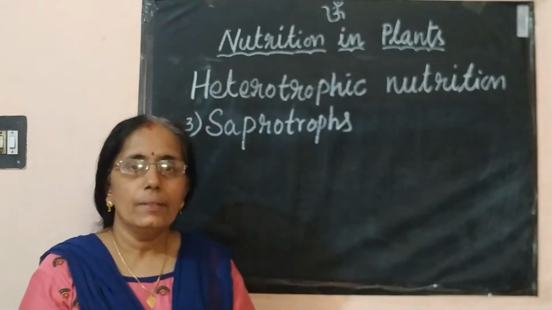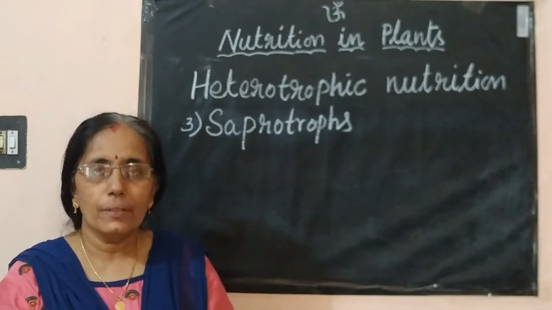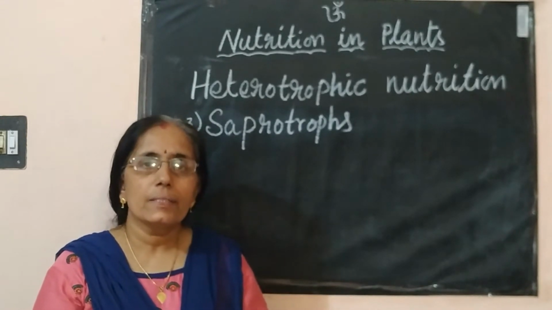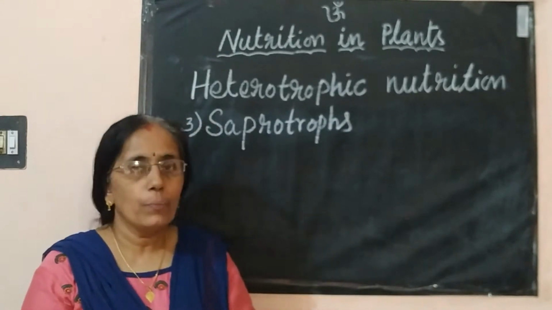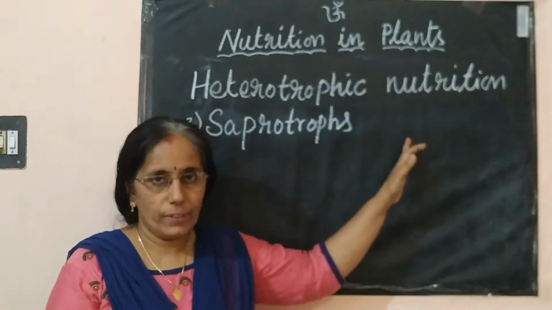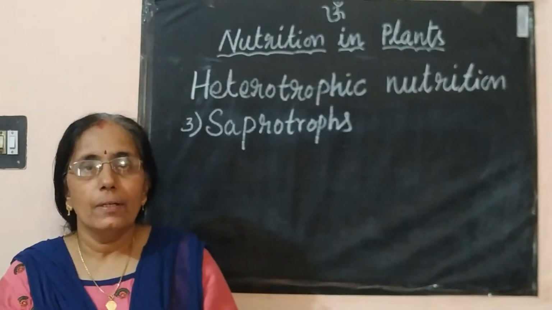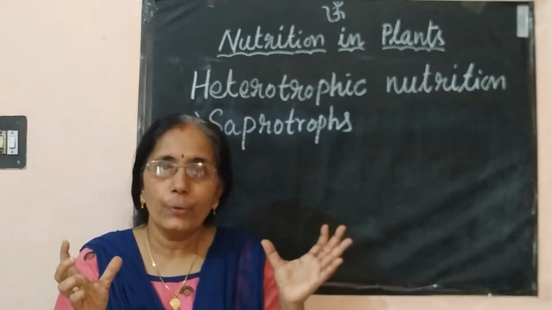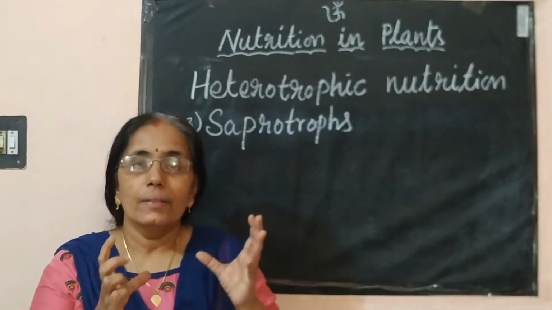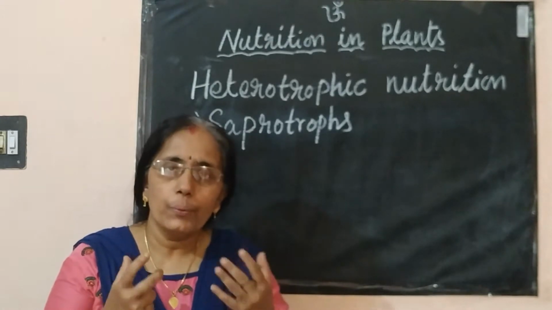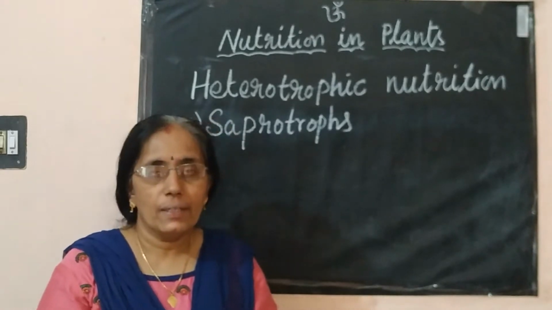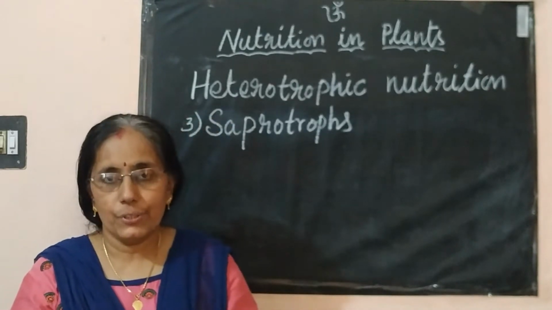Now, let's see the third mode of heterotrophic nutrition, that is saprophytic nutrition. The organisms that take nutrients by this mode of nutrition are known as saprotrophs or saprophytes. Students, you might have seen big umbrella-like structures growing on decaying matter, especially in the rainy season. These types of organisms, how do they get nutrients? How do they survive? Let us understand that by a simple activity.